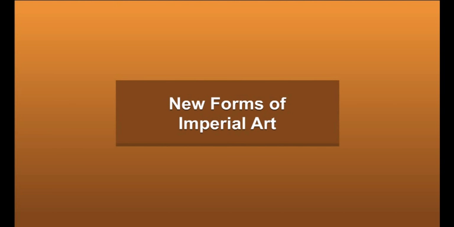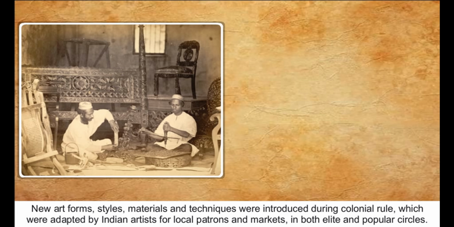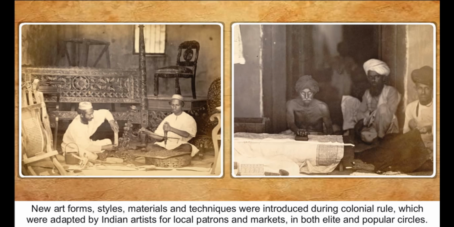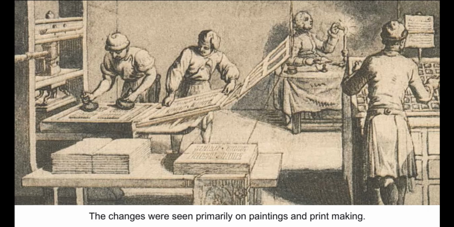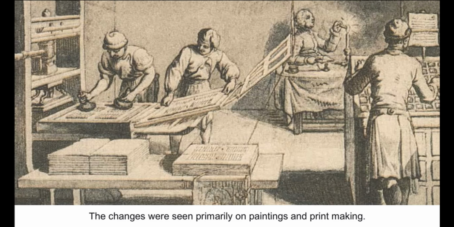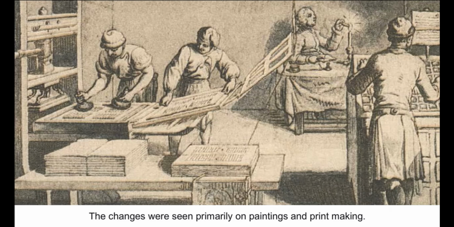New forms of imperial art. New art forms, styles, materials, and techniques were introduced during colonial rule, which were adapted by Indian artists for local patrons and markets in both elite and popular circles. The changes were seen primarily on paintings and printmaking.